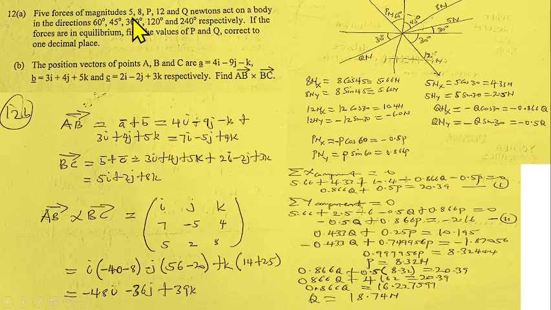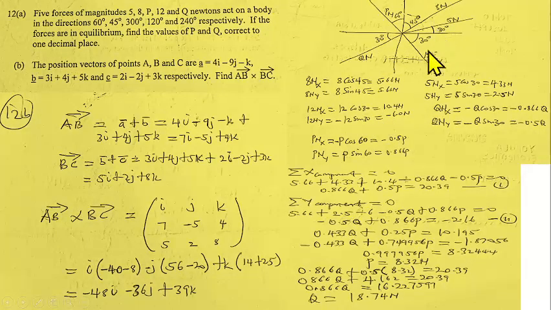Then the last one is 300 degrees, which is for P. So 300 should fall in the fourth quadrant. Then also, if from here to here is 300, that means from here to here is 60. So we can also have this one to be 60 as well. Then if this one is 60, that means from here to here is 30, but you can use the 60 as well. All you need to do is to know what you are doing.